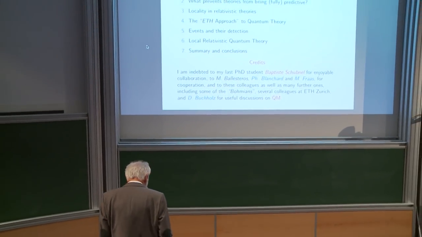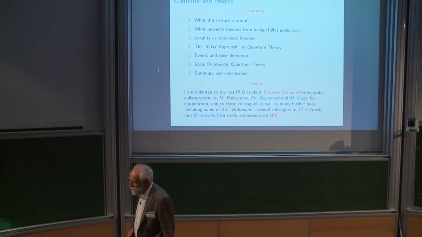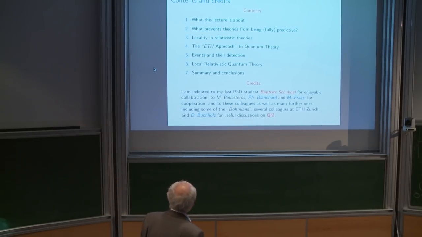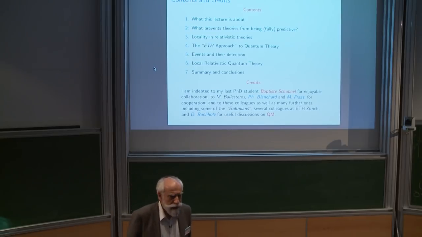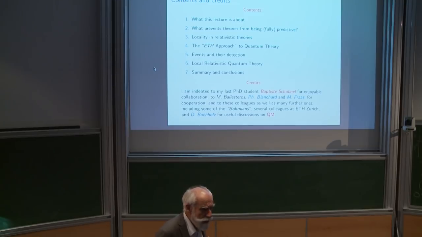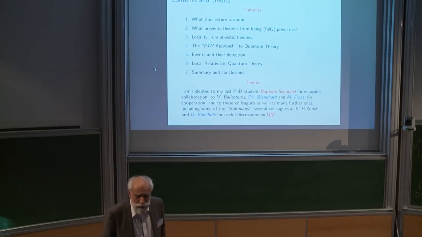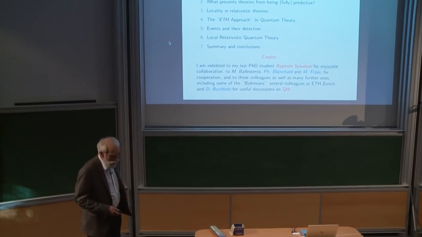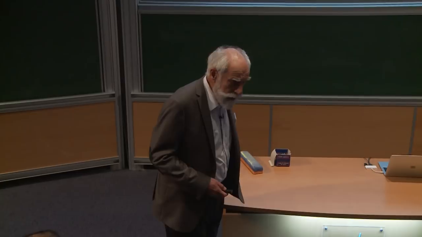Then I want to recall a very, very simple standard argument why physical theories are never predictive. There is not a single physical theory that can be used to predict the future. I want to briefly recall why relativistic quantum theory should satisfy locality in the sense of Einstein causality. Then I will present to you the ETH approach to quantum theory. I briefly have to talk about what an event is in quantum theory and how to detect one. And then I would like to sketch the relativistic version of the ETH approach.